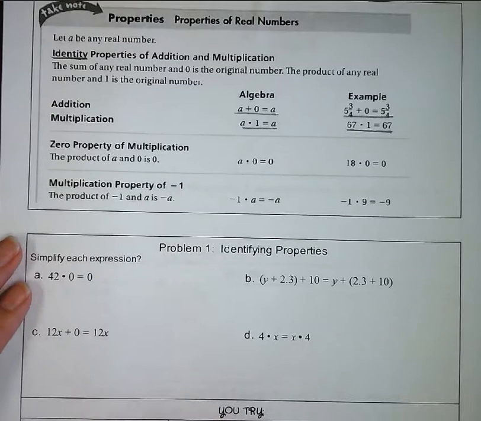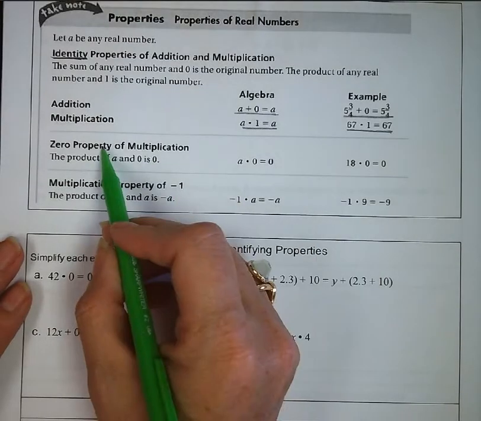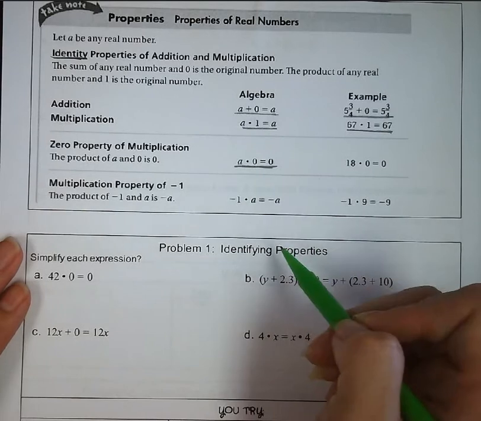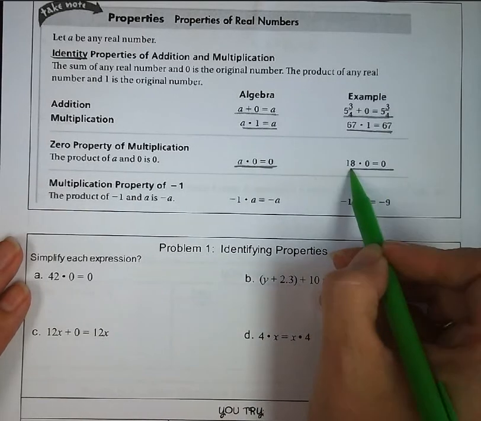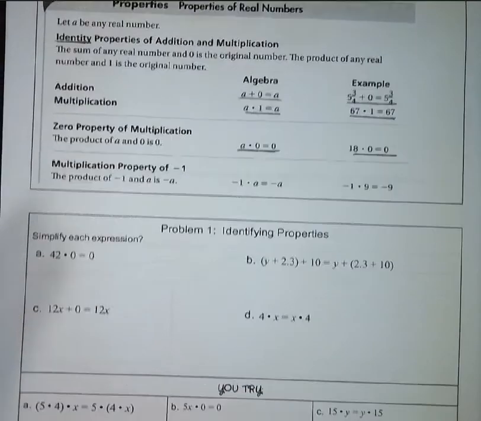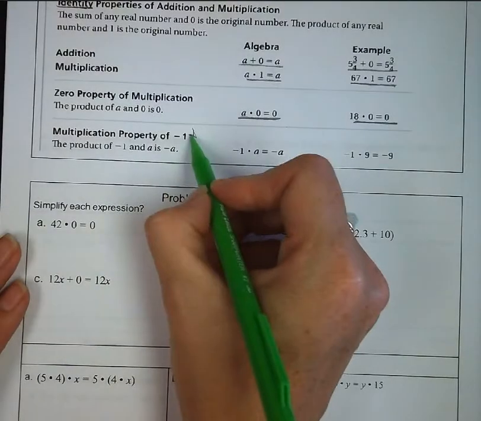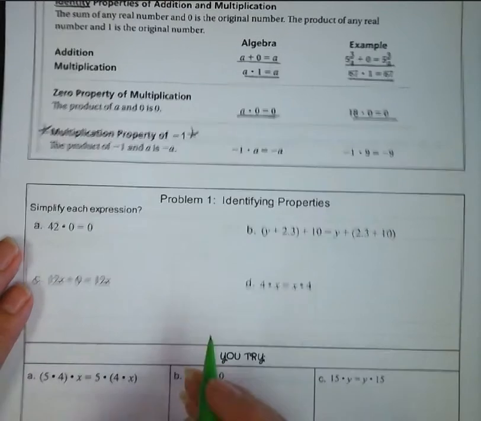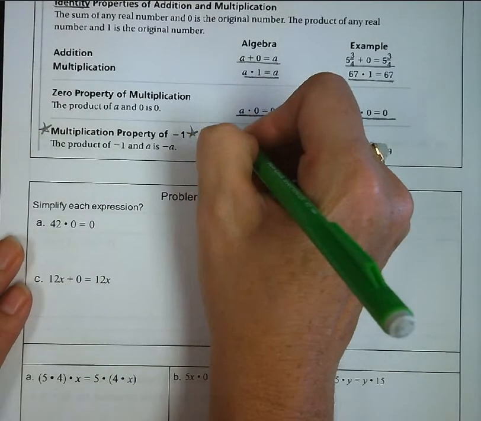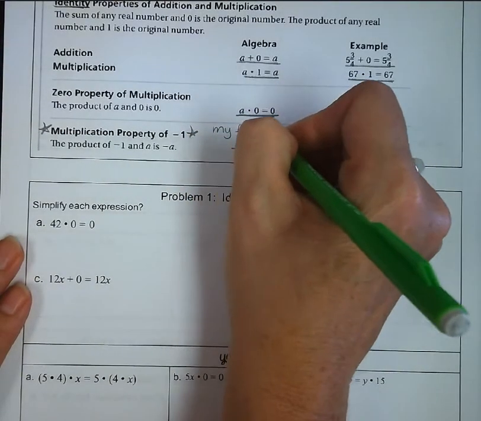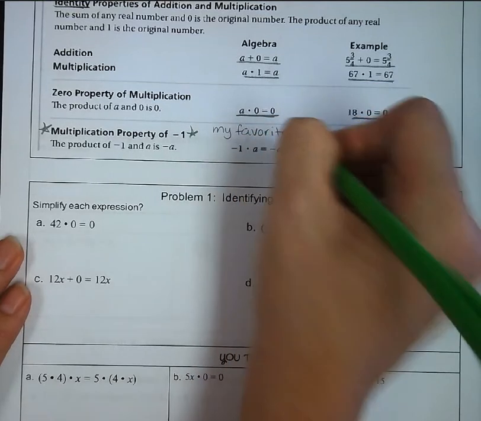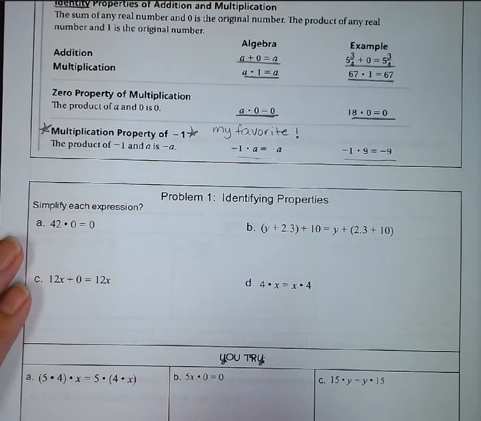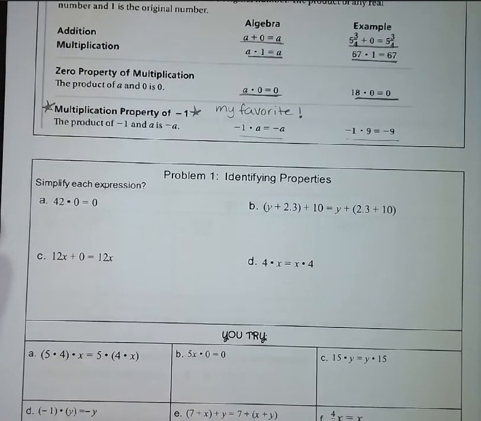Let's see, the zero property of multiplication, zero product property. Anything times 0 is 0. Doesn't matter what it is, anything times 0 is 0. This is my favorite property. And the multiplication property of -1. It's Ms. Zirzo's favorite. The product of -1 and a is -a.